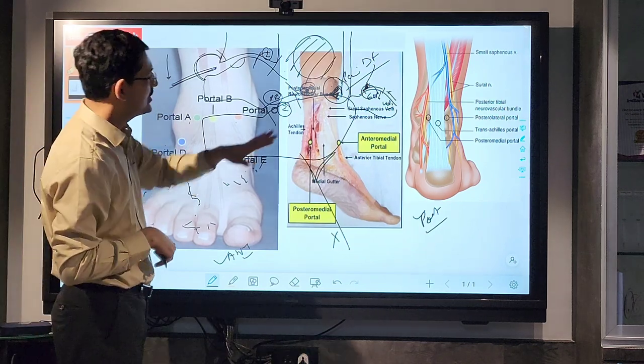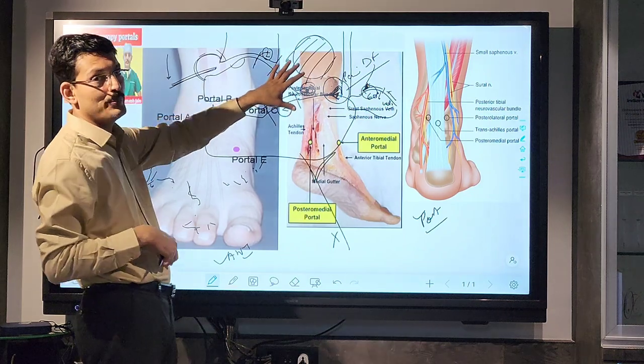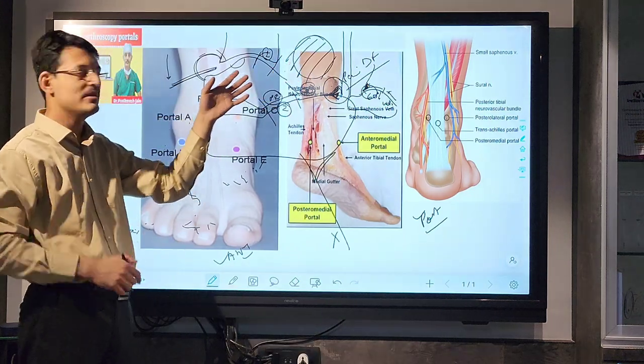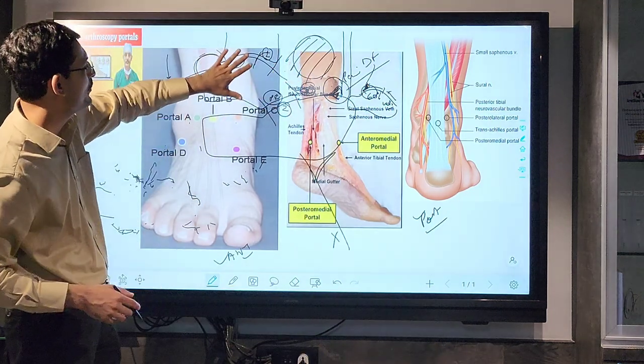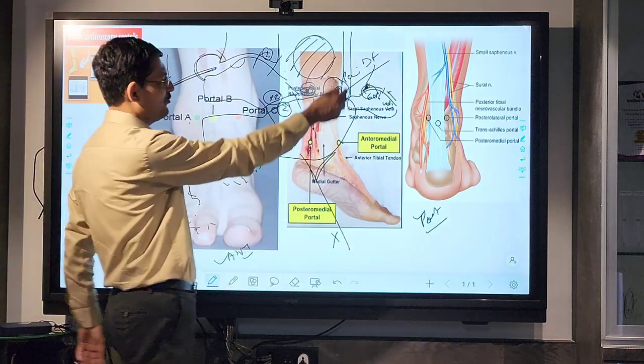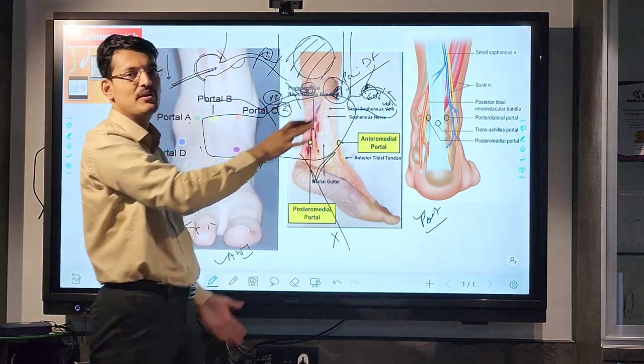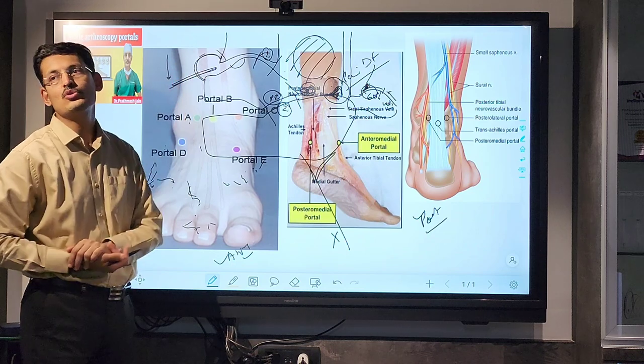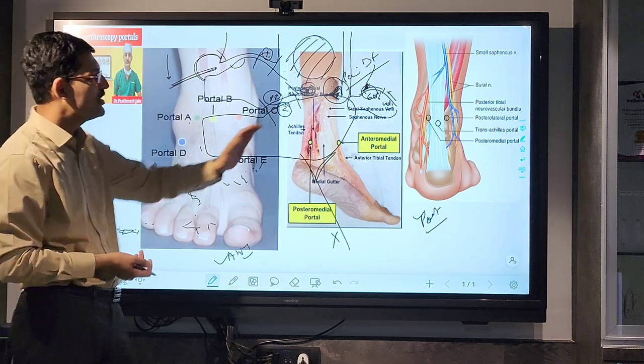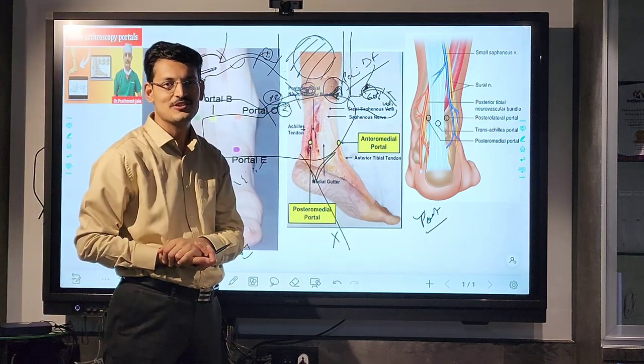Okay? So posterior ankle arthroscopy is actually more common and more relevant. Anterior ankle arthroscopy you do for pure ankle pathologies, but these hindfoot pathologies are very common. So posterior ankle arthroscopy you should also have in your armamentarium to treat all these pathologies.